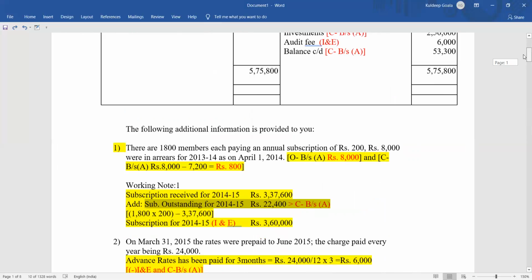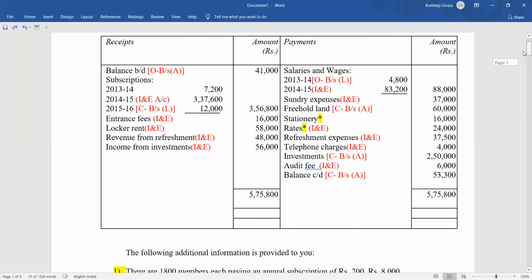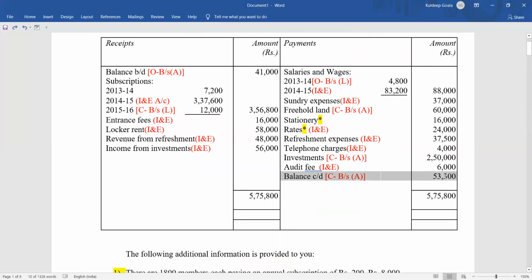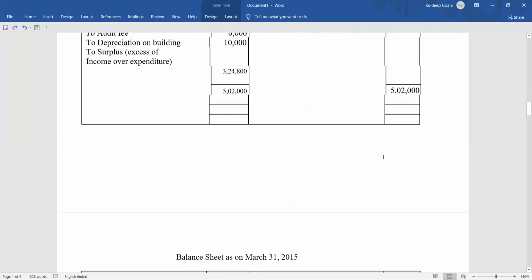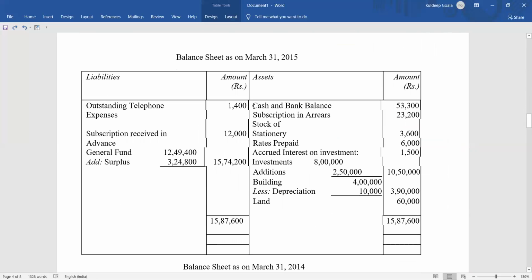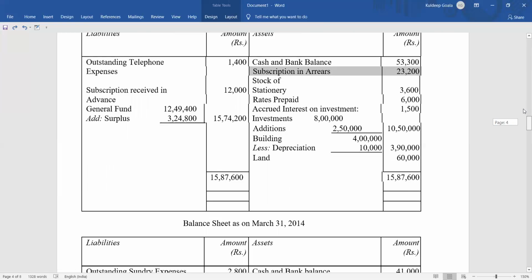But before that, we should write cash in hand and cash at bank. This is the most liquid item. So cash in hand and bank is 53,300. Then we'll put the subscription. Cash in hand and bank, it is 53,300. Clear? And after that, we have subscription in arrears, 23,200. Clear? Now we'll go to the next one.